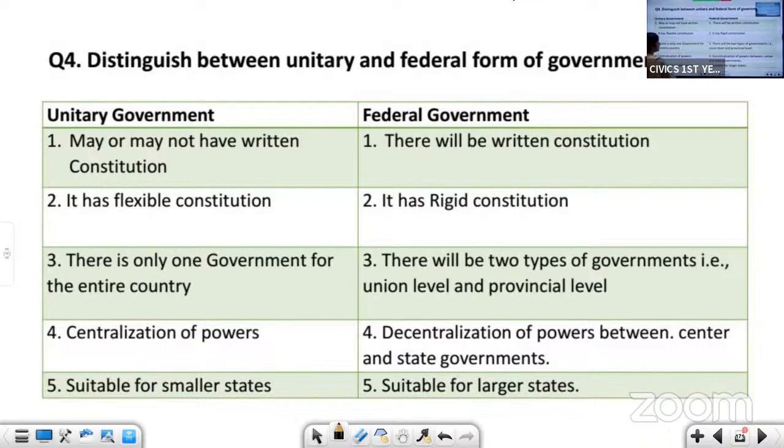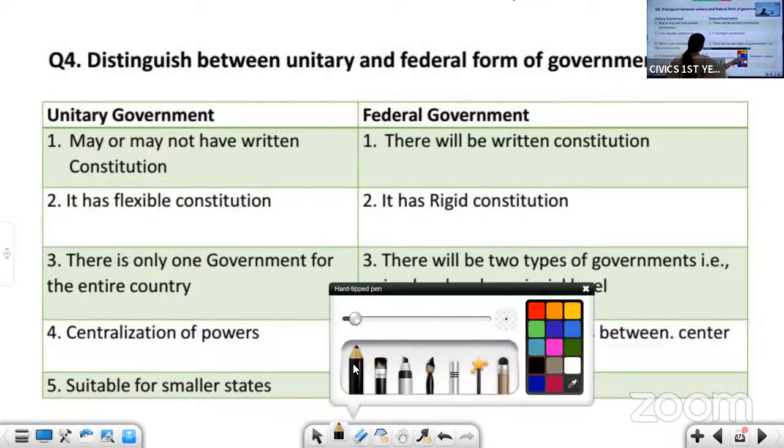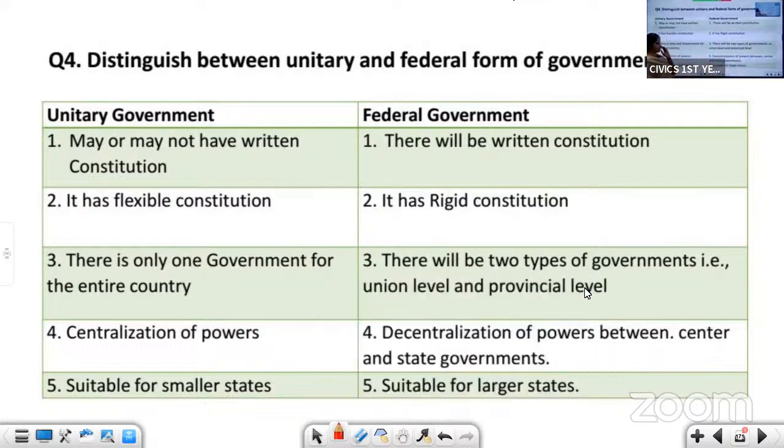Yesterday we started with the forms of government, and I told you what is a unitary government and what is a federal government. Unitary government is one government for the whole country, whereas in federal government, you will have two governments, central government as well as state government. So let us start with the differences.